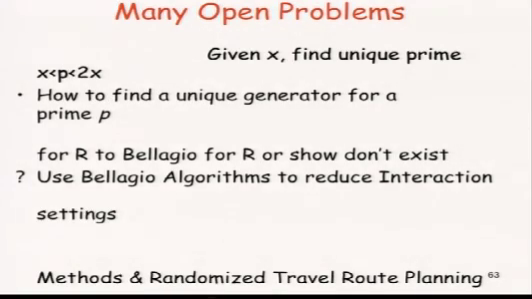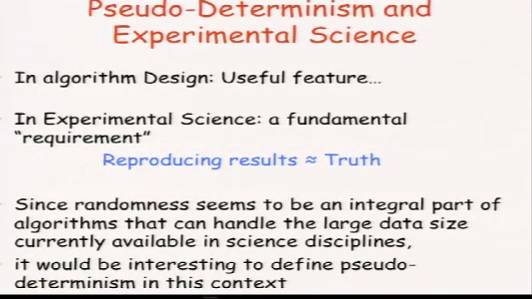And my last slide is that in some sense, in the setting of algorithm design, I think it's a very useful feature to have always the same output. But if you think about it in the settings of experimental science, it's even more important. In experimental science, I guess the fundamental requirement is that you can reproduce your results. In some sense, that's what the truth is about. If you can reproduce the experiment, then you found something that you can publish, which I guess is equal to truth. And since randomness seems to be such an integral part of algorithms that will handle large data sizes, which are currently available in science disciplines, I think it's a very interesting question. How do you define pseudo-determinism for algorithms in that context?